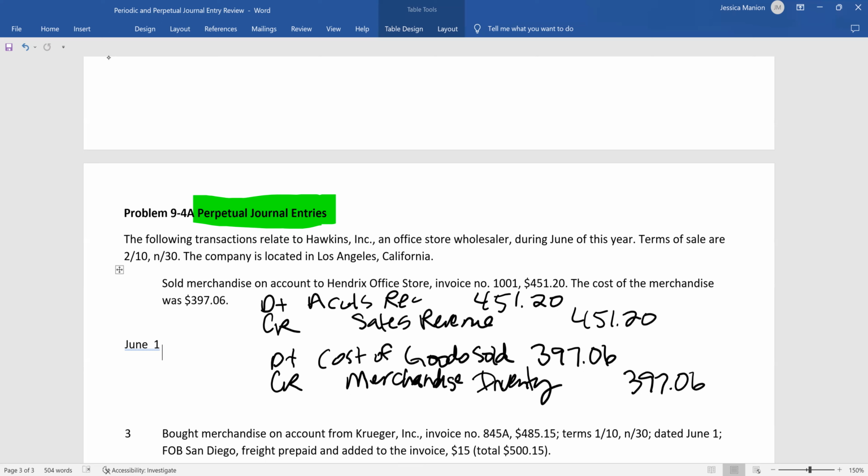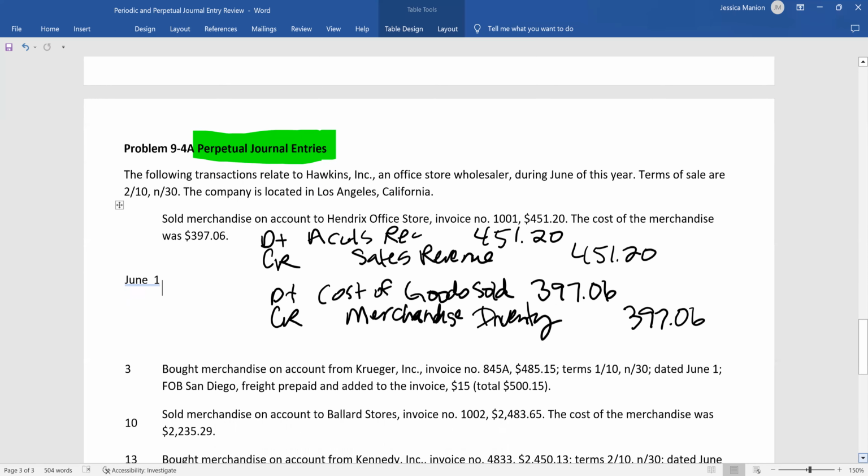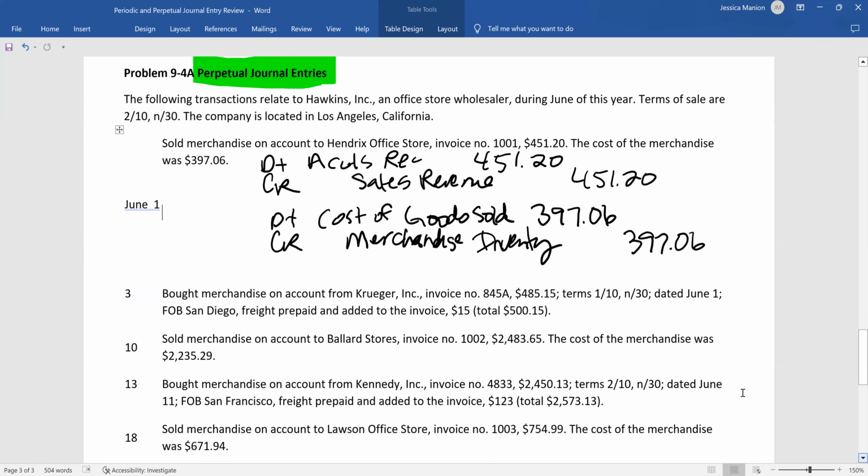So the problem on the test, hopefully it's going to help you remember, because when it gives you the transactions for the periodic system, it doesn't give you the cost of merchandise sold, right? When it gives you the transactions for the perpetual system, just like you see here, it gives us that cost of merchandise sold. So hopefully that helps us remember that we have to record both: the sale, which is our first journal entry, and the cost of goods sold, which is our second entry.